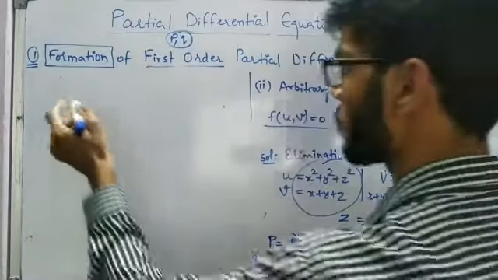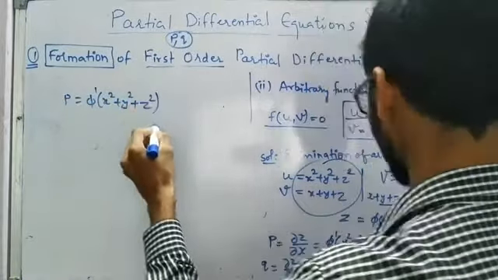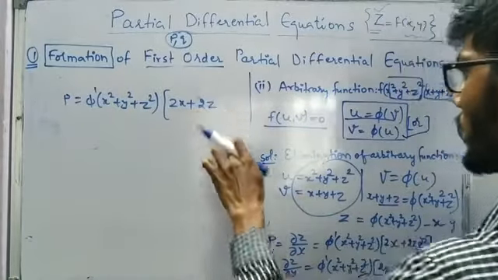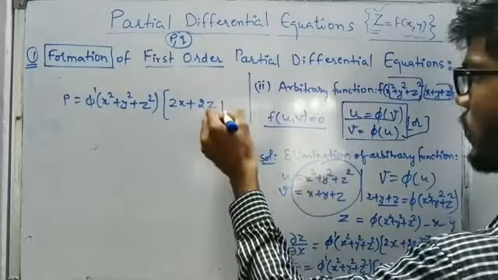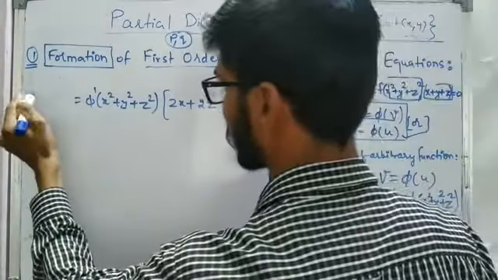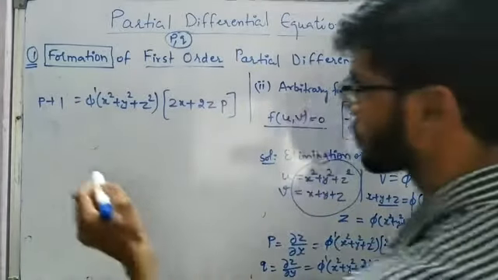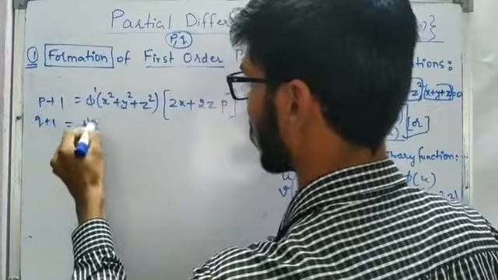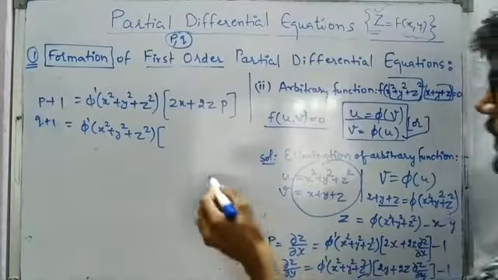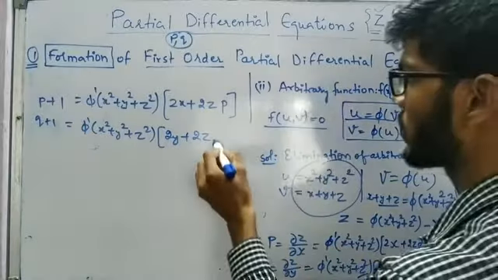So we have p is equal to phi dash of x square plus y square plus z square into 2x plus 2z, and dou z by dou x we substitute back as p only, because dou z by dou x is nothing but p. This one we are going to take to the right hand side, so this will be written as p plus 1 is equal to that. In this case we take 1 to that side, so this will be written as q plus 1 is equal to phi dash of x square plus y square plus z square into 2y plus 2z, and dou z by dou y is nothing but q.